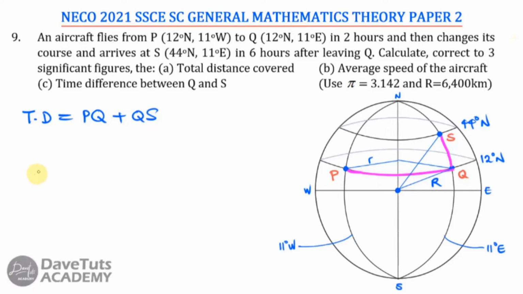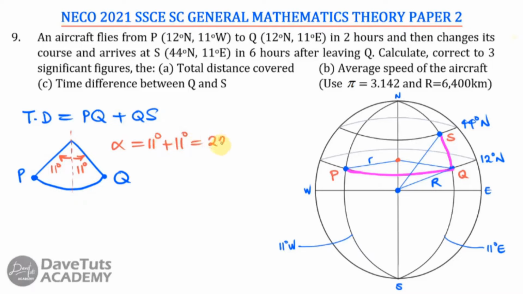For the distance PQ, if you look at what we have, this is point P and this is point Q, and then we have some angle in between them. It looks as if we are dividing that angle in two, in which from the center to the left we have measured 11 degrees to the west, and to the other side we have another 11 degrees to the east. So the total angle, alpha, will be the sum of these two, 11 degrees plus 11 degrees, and that will be 22 degrees.